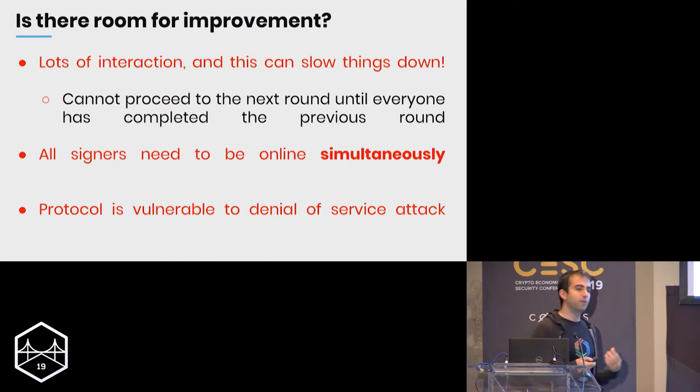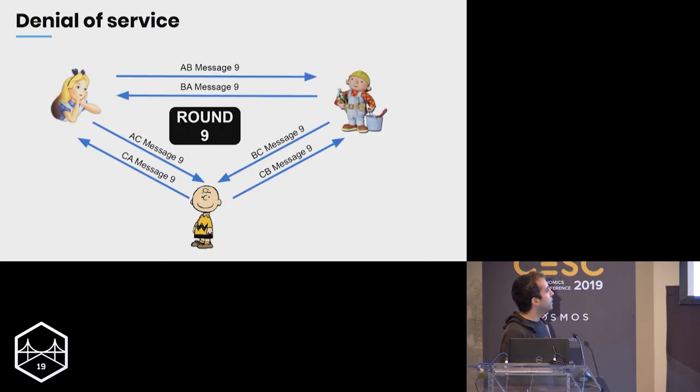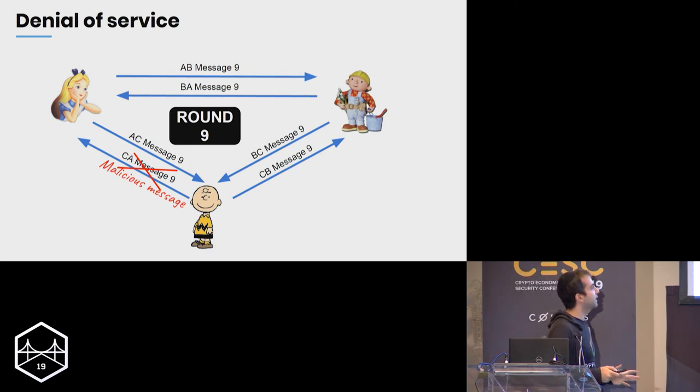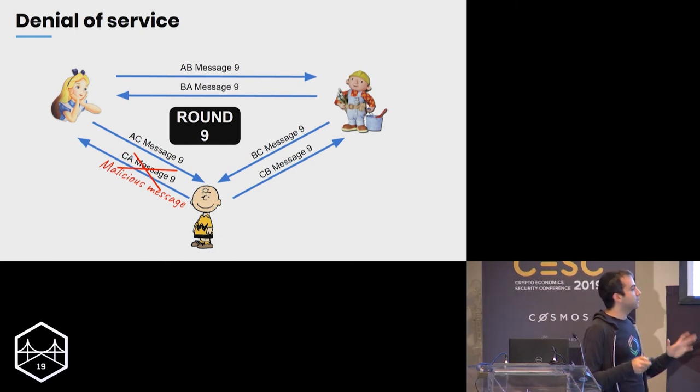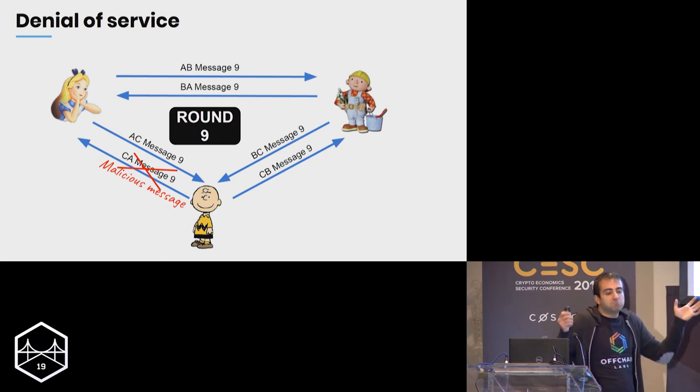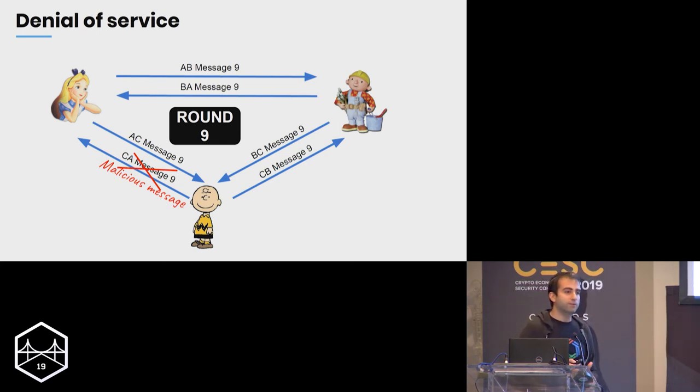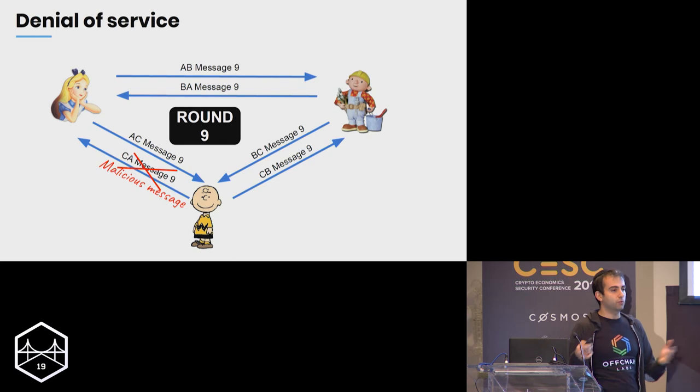And also, the protocol is vulnerable to a denial of service attack, and let me show you why. So remember, this is round nine, everyone sends these messages, and we said that it could happen that the protocol aborts without a signature. So why does the protocol abort? It aborts if someone does the wrong thing. Someone doesn't send the message they're supposed to send. So here, Charlie decides, hey, I'm not gonna send the message I was supposed to send, I'm gonna send this other message, which is malicious, and Alice, it turns out, is none the wiser. Alice can't tell if this is the right message or the wrong message.